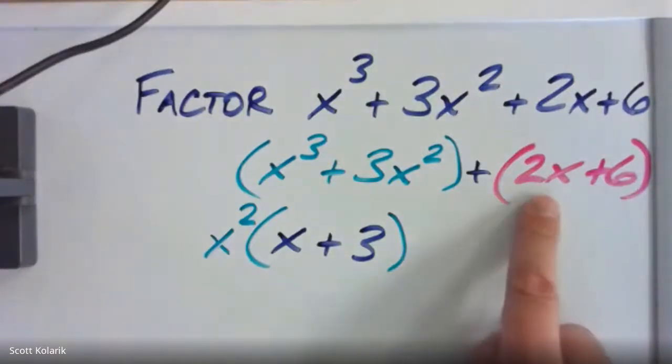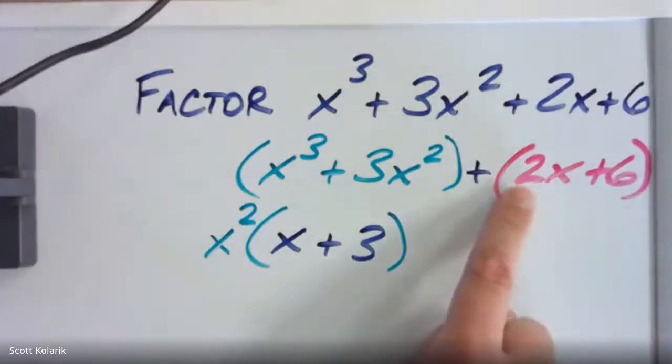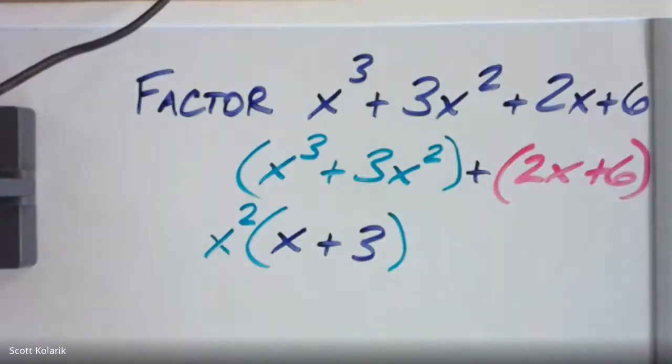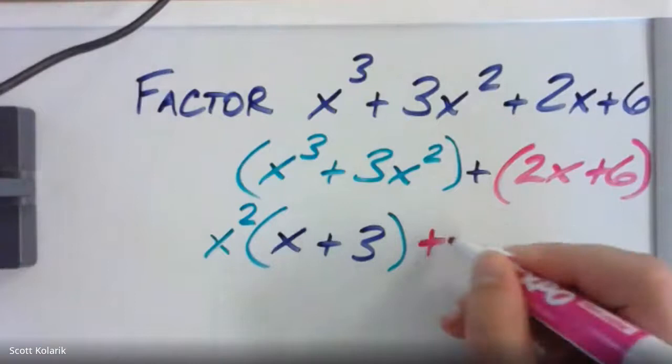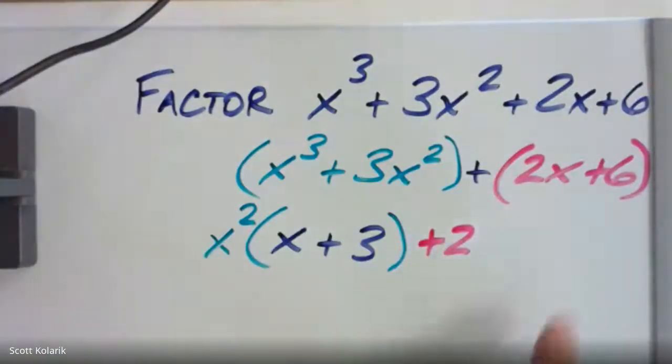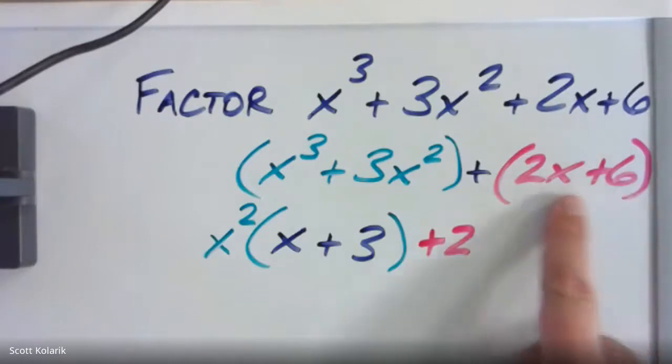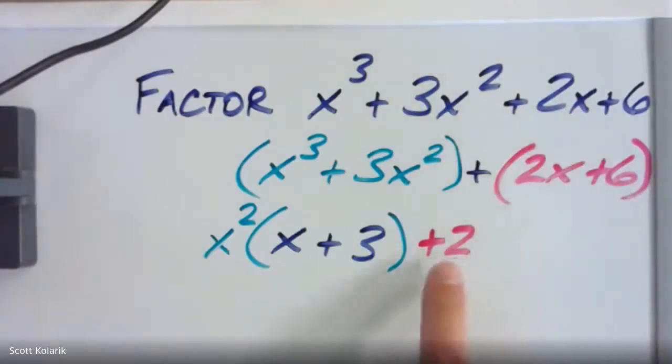So in this one, focusing on the coefficients first, I have a 2 and a 6. Well, they both share a 2 in common, right? So I can pull out a positive 2. And then can I pull out any letters? Well, this term has an x, but this one does not. So there's no letter in common to pull out. So this is the greatest factor that I can pull out of the pink group.